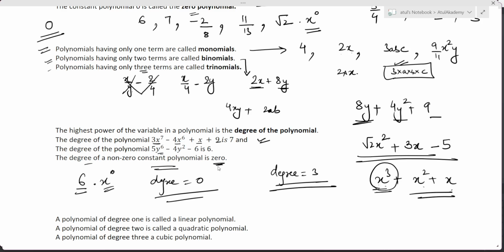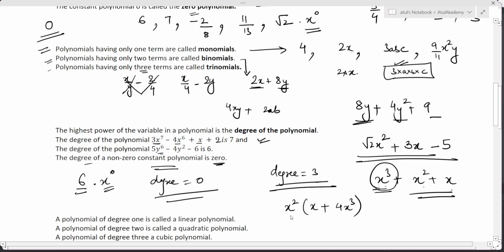Clear? If you have something like x^2 multiplied by (x + 4x^3), how will you find out the degree of this? If you see this, it looks like 3 is the only degree, but no, we don't have to do it like that. It is an operation you have to perform. You have to multiply it. Open the bracket. So x^2 into x will be x^3. x^2 into this will give you 4x^5. When you multiply, you know the exponents rule: powers add up. So it's 2 plus 3, x^5. So that will be the answer.